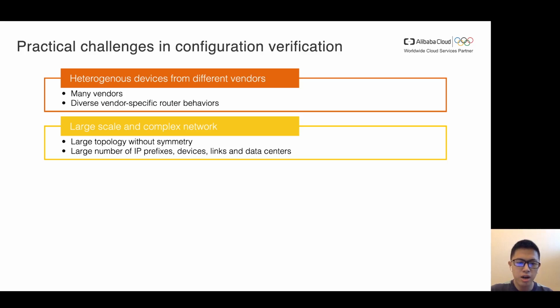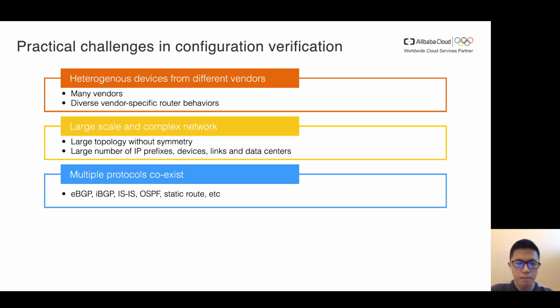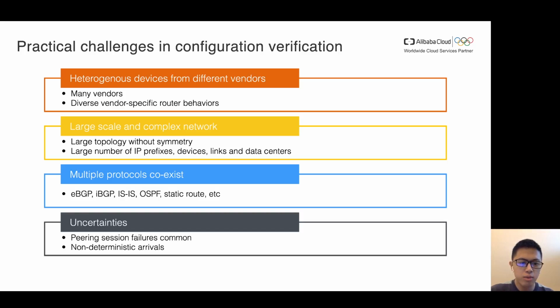The second challenge is our WAN contains a huge number of devices, links, and IP prefixes, and the topology is not symmetric, which invalidates any existing symmetry-based approach on our network. The third challenge is that our WAN employs multiple protocols, including BGP, IGP, static route, and ACL rules. So many protocols are tangled with route redistribution and numerous routing paths, giving rise to complex logical route reachability relations in the network. Finally, links and routers in our WAN fail commonly, and there are also non-deterministic routing arrivals in our network.